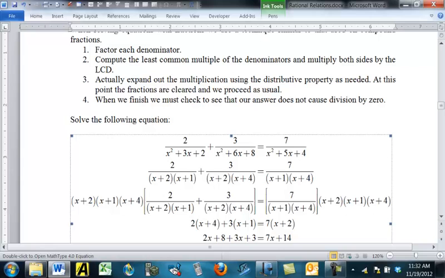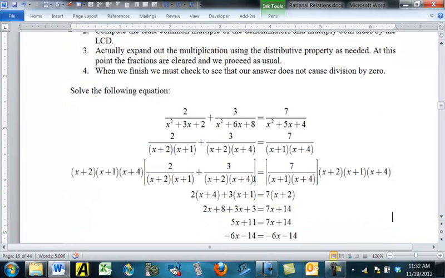This one factors as x plus 2 times x plus 1. This one factors as x plus 2 times x plus 4. And this one factors as x plus 1 times x plus 4. Then the next one, so now find a common denominator all the way across, which is x plus 2, x plus 1, x plus 4. When I distribute on the left, notice that the x plus 2 and the x plus 1 cancel, leaving me x plus 4 times 2. And here the x plus 2 and the x plus 4 cancel, leaving me x plus 1 times 3. On the right, the x plus 1 and x plus 4 cancel, leaving me x plus 2 times 7.